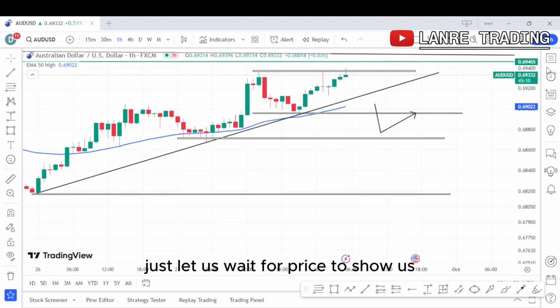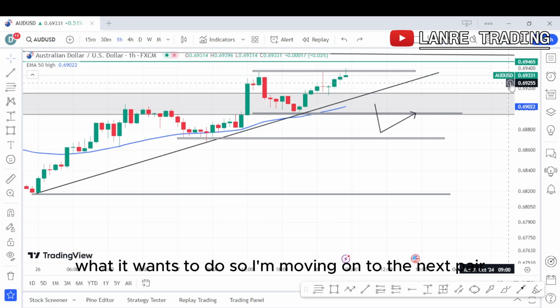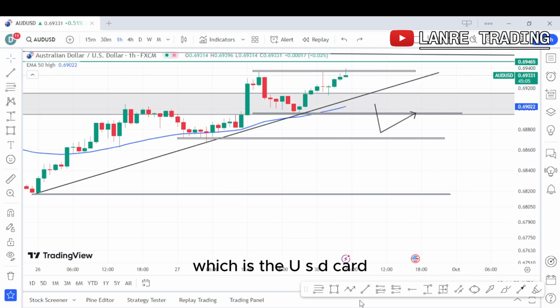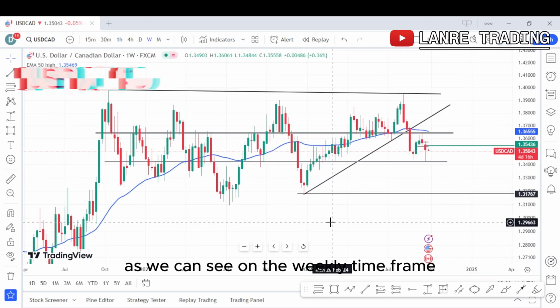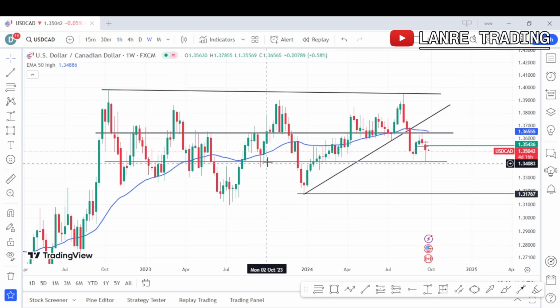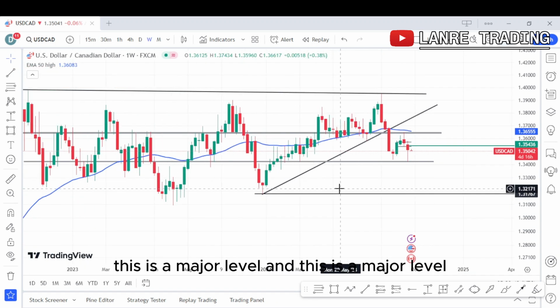So just let us wait for price to show us what it wants to do. So I'll be moving on to the next pair, which is the USD CAD. Okay. For USD CAD, I'm on the weekly time frame. As we can see on the weekly time frame, this is a major level and this is a major level.